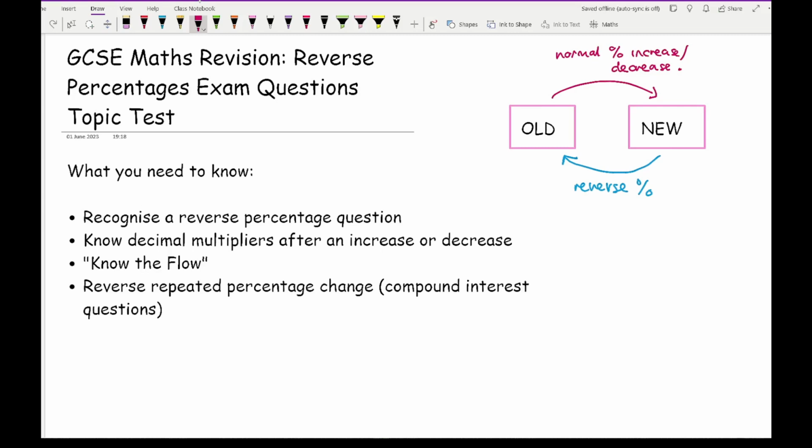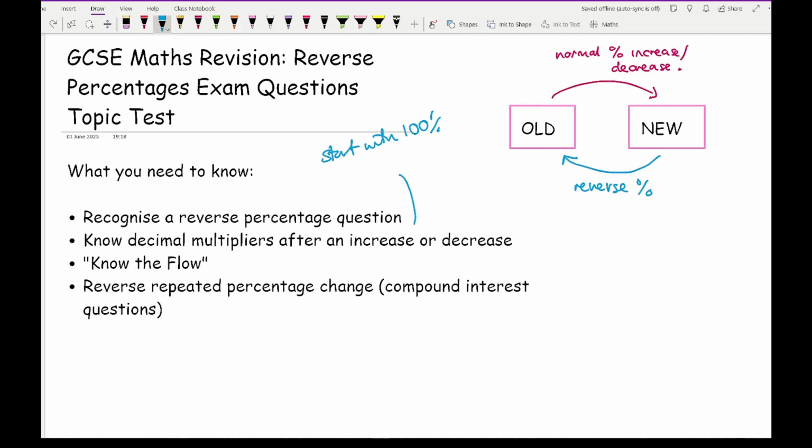The next thing you then need to know is decimal multipliers. So you need to know decimal multipliers when you're increasing or decreasing something. Now remember that when you are using decimal multipliers, you always start with 100%. Then you either add your percentage for an increase or take away your percentage from 100 and then convert that final percentage into a decimal, and there you will have your decimal multiplier.